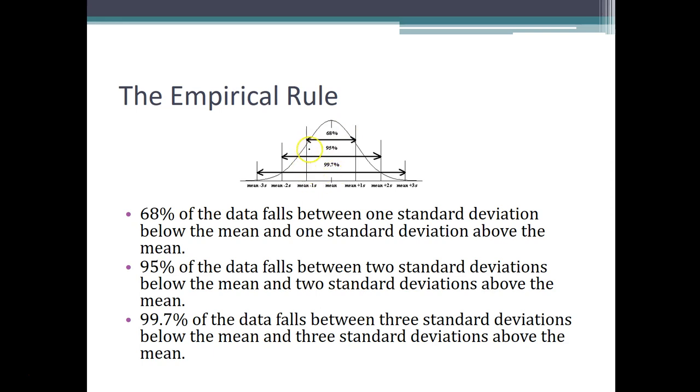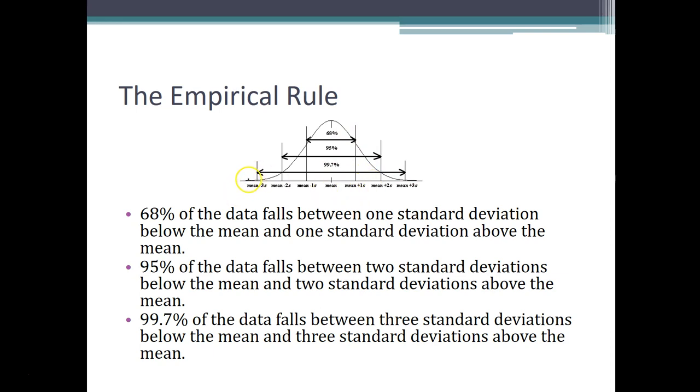So your histogram, the frequencies for the bars here, should cover 68% of the data. Then if you go further out to 1, 2 standard deviations, then 95% of your data should fall within there. And if you go to 3 standard deviations, remember that's 3 below and 3 above, then 99.7% of your data should fall in there.